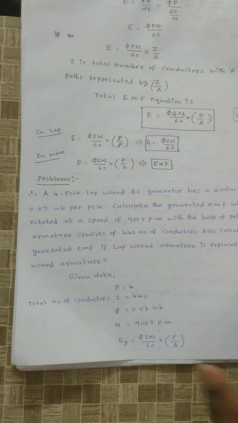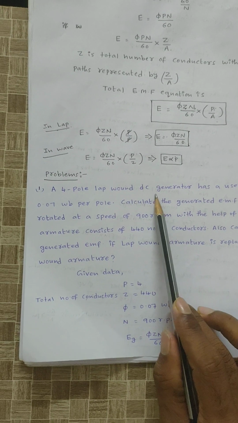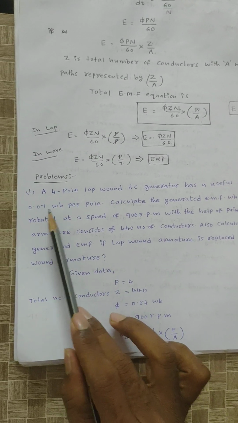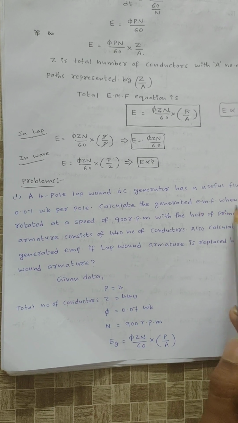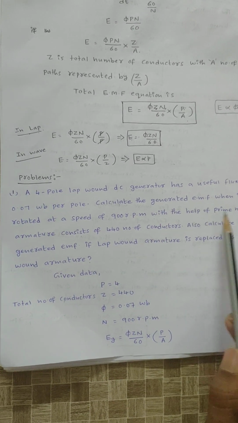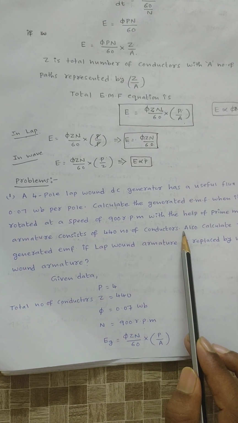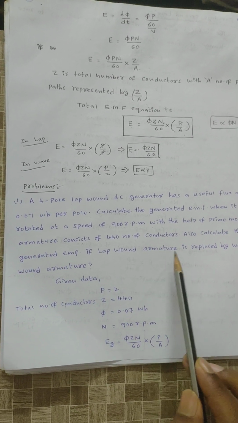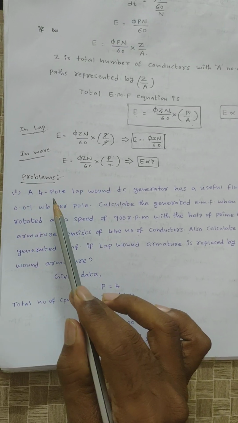Now we will solve one problem on a DC generator. A 4-pole lap wound DC generator has a useful flux of 0.07 Weber per pole. Calculate the generated EMF when it is rotated at a speed of 900 RPM with the help of a prime mover. The armature consists of 400 conductors. Also calculate the generated EMF if the lap wound armature is replaced by a wave wound one. Now read the given data first.